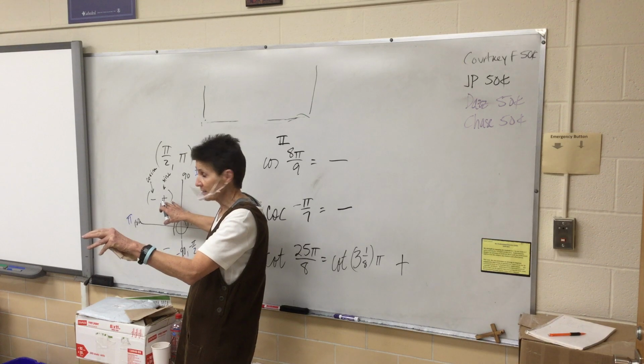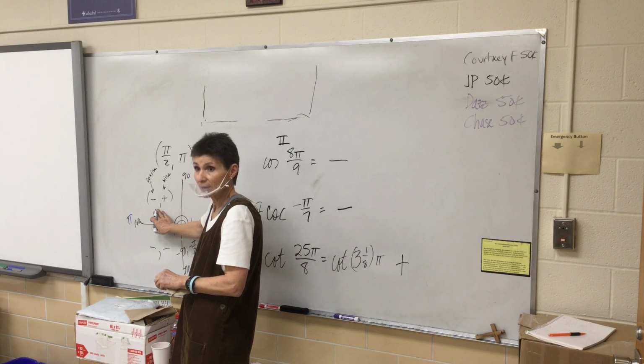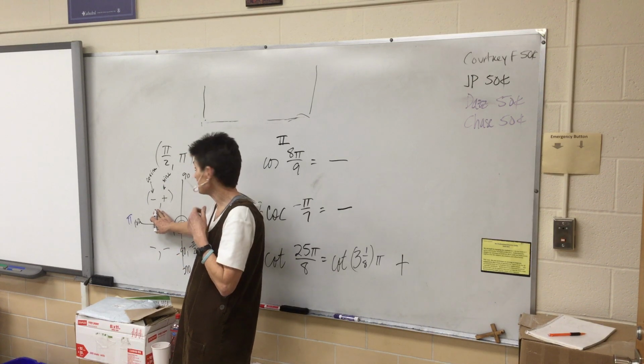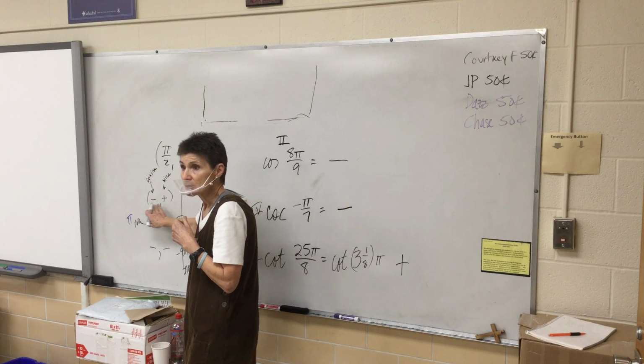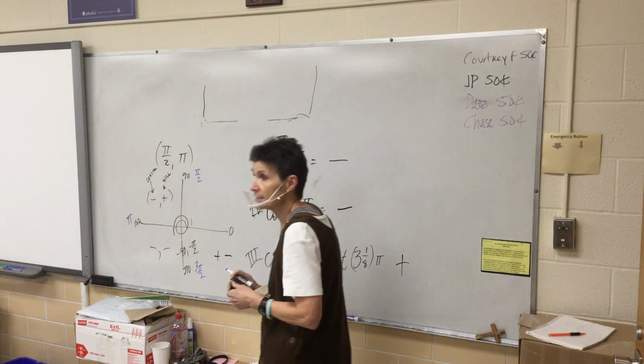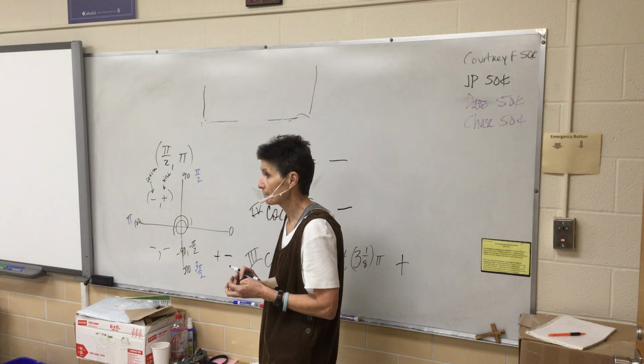I want the secant. Secant is the reciprocal of cosine. Cosine is x, and x is negative. So the secant of 500 is negative. If you type that in on your calculator, you get a negative number.